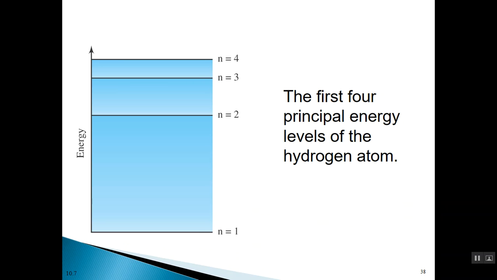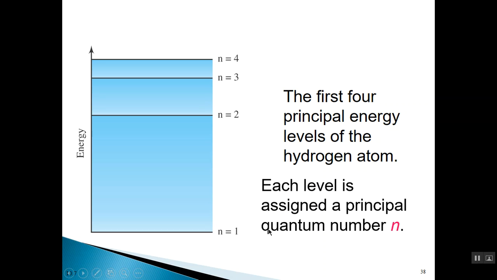So this is basically the Bohr model in terms of the energies of the different orbits. Now, according to the wave mechanical model, we don't call them orbits. We call these energy levels. So we have the n equals 1 energy level, which represents the electrons which are on average closest to the nucleus. Then we have n equals 2, n equals 3, n equals 4, and so on and so forth, up to infinity.